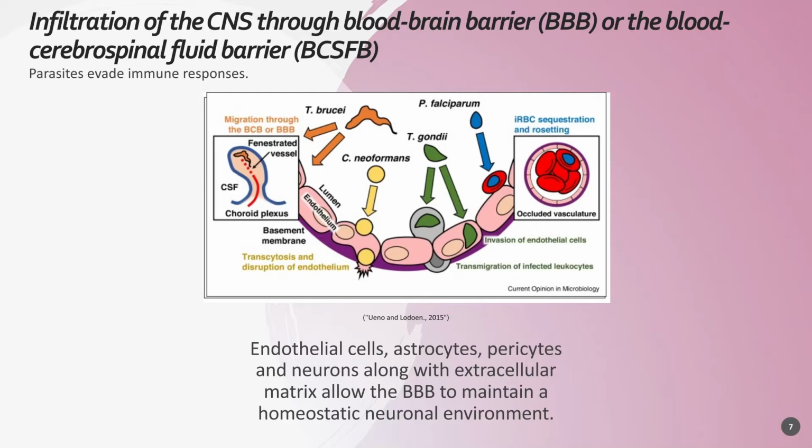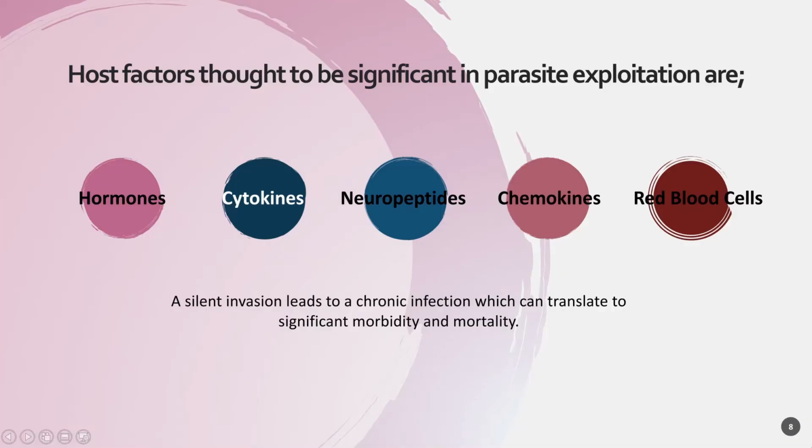Other crossing methods are thought to be done by a coevolution relationship between pathogens and hosts, almost as though they've developed a strategy to deal with the central nervous system's specialized immune response. Host factors thought to be significant in parasite exploitation are hormones, cytokines, neuropeptides, chemokines, and red blood cells. A silent invasion leads to a chronic infection which can translate significantly to morbidity and mortality.